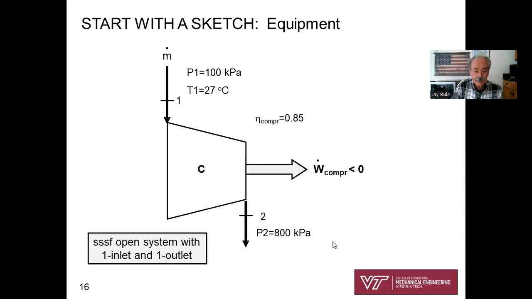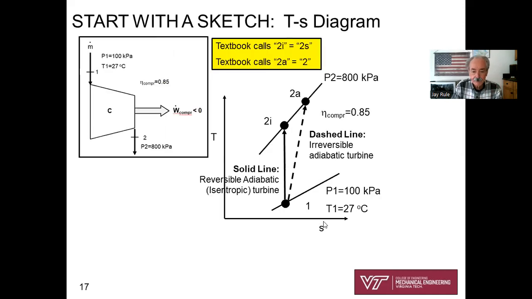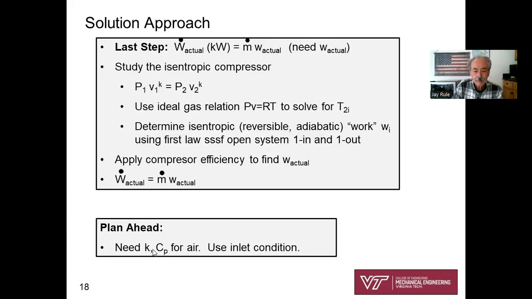Okay, the sketch, exactly the same. Air compressor, exactly the same. TS diagram, exactly the same. So now here's our solution approach, slightly different. Now, the last step, exactly the same. We're going to find W actual in our work, but then we're going to multiply it by M dot to get W dot. W actual, kilojoules per kilogram, times M dot, kilograms per second, is going to equal kilojoules per second or kilowatts. Same approach.